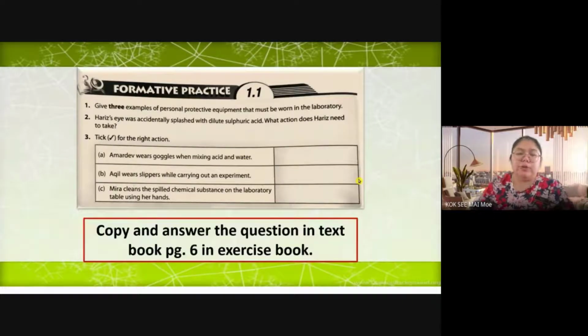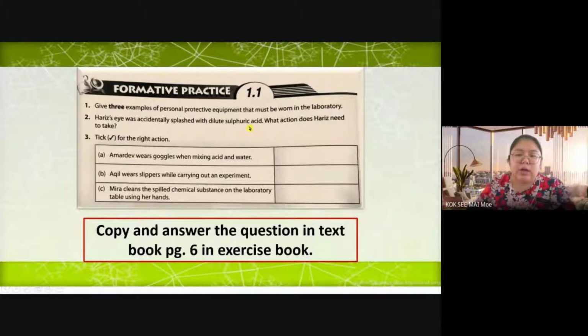Okay, so from here, you need to copy and answer the question in the textbook, page 6, in the exercise book. So your exercise book is a green book. So you just write formative practice 1.1. Then you write what page, then you copy the question and answer it.